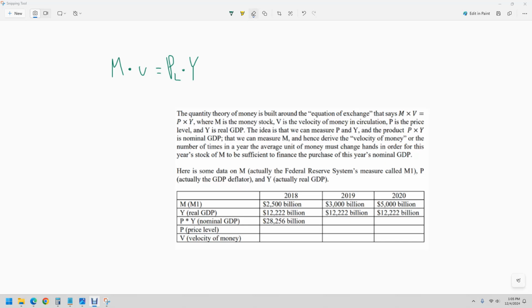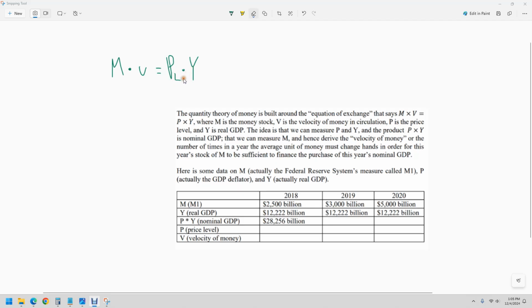In this video, we're going to use Google Sheets to find the price level and velocity of money using the money neutrality formula, sometimes called the velocity of money, or in this case, this problem calls it the equation of exchange. All of these are the key monetarist theory formula. So I've rewritten this up here. This is money supply, this is velocity, price level, and real GDP.